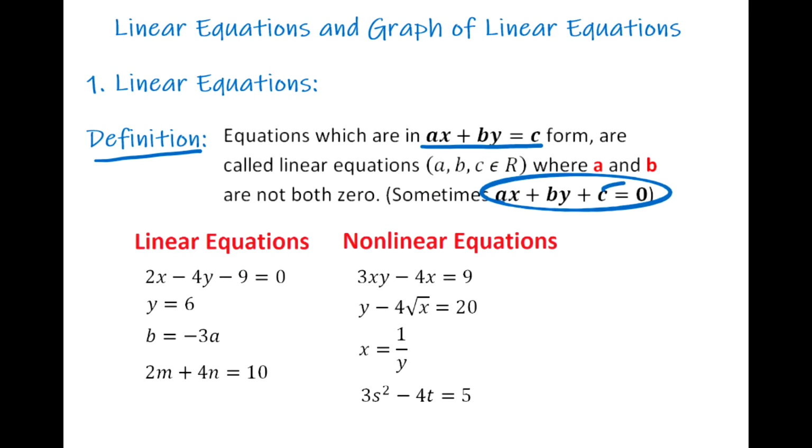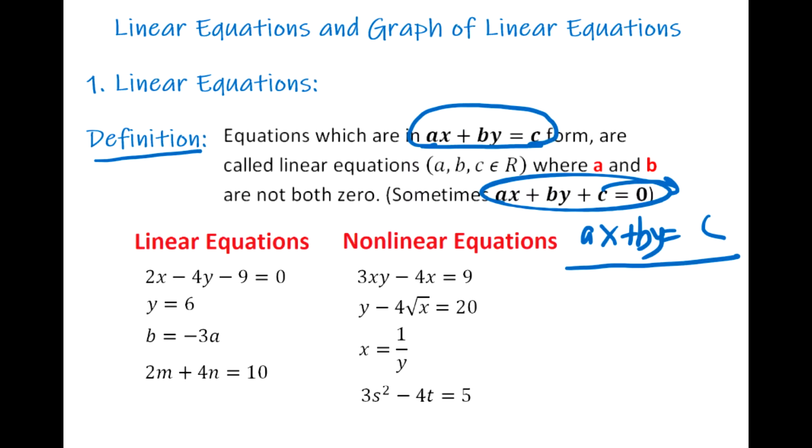Why? Because if you send this c to the right, c is any constant, again you're going to get ax plus by is equal to c. This is y. So either this or that, you may see one of those forms in books. It doesn't matter. Both of them mean the same thing. So in both cases, that equation means a linear equation.